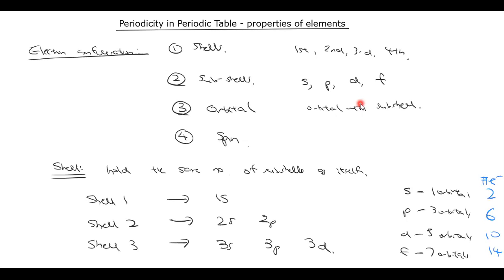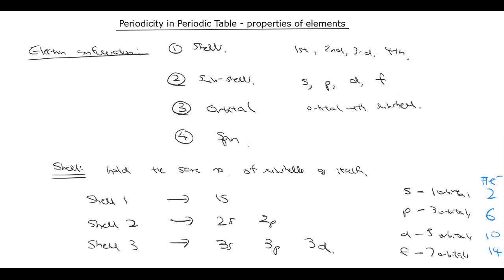You aren't tested too much at the orbital-to-orbital level, so we'll just focus on the subshell. Just note that s can hold a maximum of 2 electrons. P, if you look at all the p orbitals together, can hold a maximum of 6. D can hold a maximum of 10. F can hold a maximum of 14.